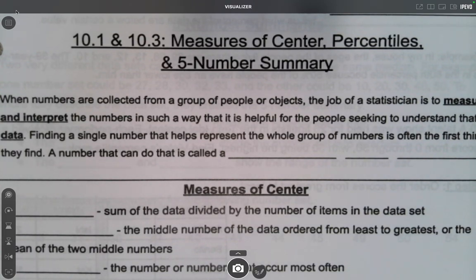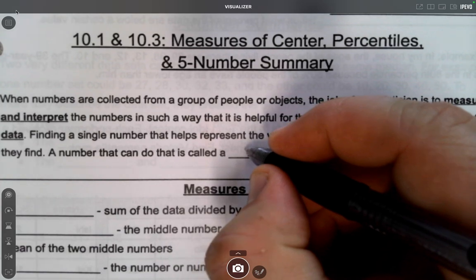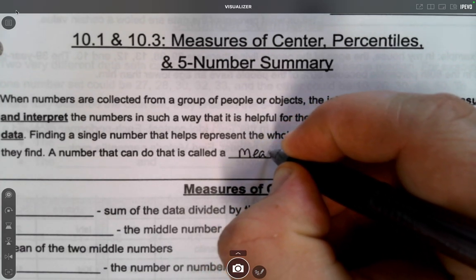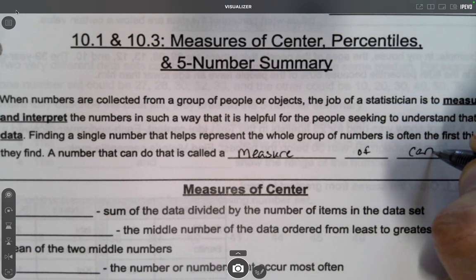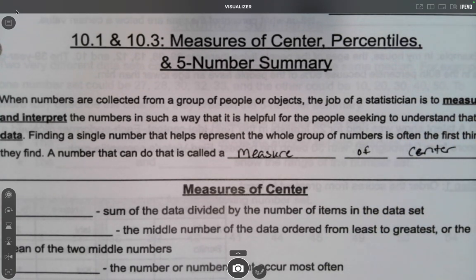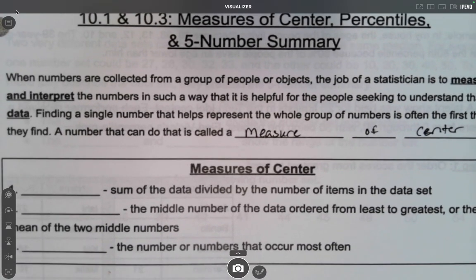So when numbers are collected from a group of people or objects, the job of a statistician is to measure and interpret the numbers in such a way it's helpful for people so you can understand that data. Finding a single number that helps represent the whole group of numbers is often the first thing they find. That number is called a measure of center. And you may not have heard the phrase measure of center before, but I think as you'll see, you have learned types of them before.